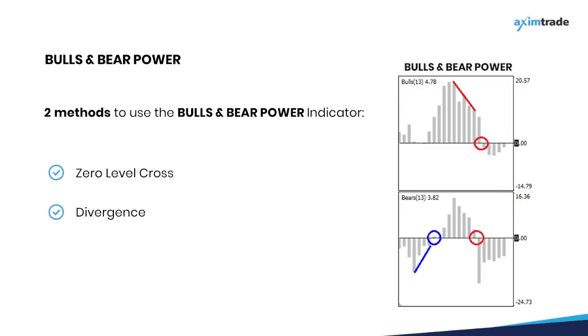Next, let's look at how to use the Bulls and Bear Power indicator in trading. There are two methods in which traders can use the Bulls and Bear Power indicator during trading. They are the zero level cross and divergence. Let's look in detail at how to use them.